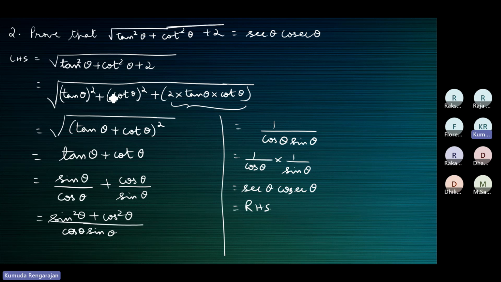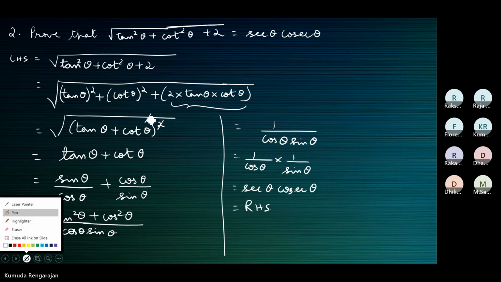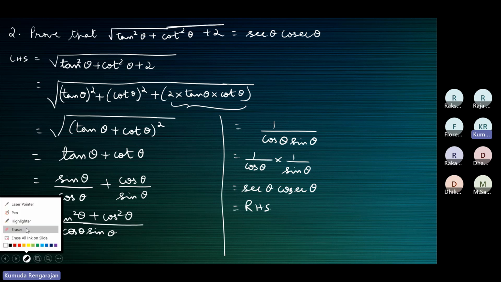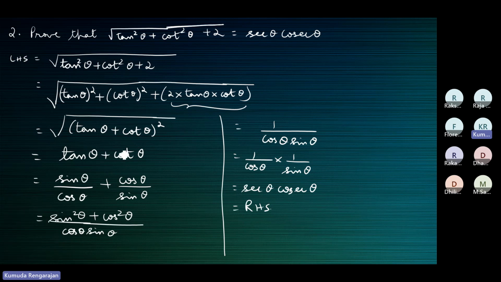Now this is like a square plus b square plus 2ab, which is a plus b the whole square: tan theta plus cot theta the whole square. Now you can get rid of the square root symbol. The square and the square root get cancelled, but you're not going to show that. That's how we understand it. So you get tan theta plus cot theta out of the square root.